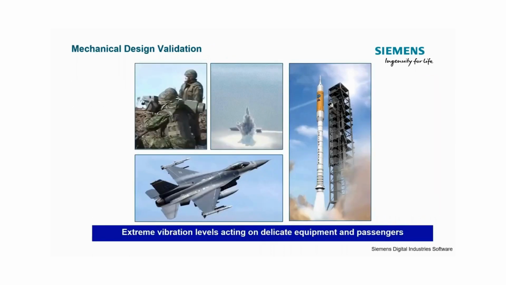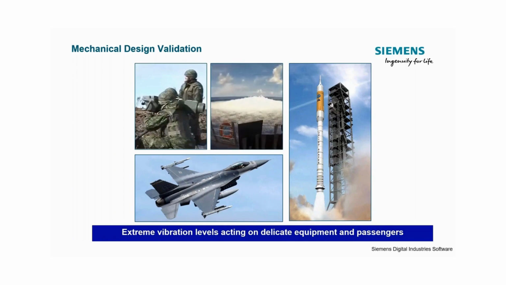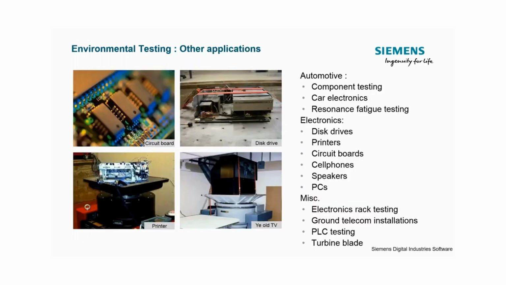Oftentimes people think of vibration testing in terms of military or maritime or aeronautical or space applications. These are some of the more common, well-known types of vibration testing. We can test to reproduce events like aircraft takeoff and landing, rocket launch, transportation over rough terrain. But vibration testing can be used for every different type of product, including automotive components, small electronics, printed circuit boards, PCs, disk drives, turbine blades, etc. So really, vibration control testing is applicable to a very wide array of fields.